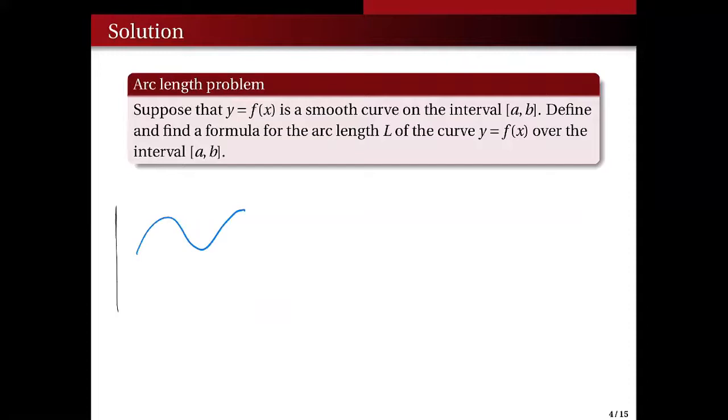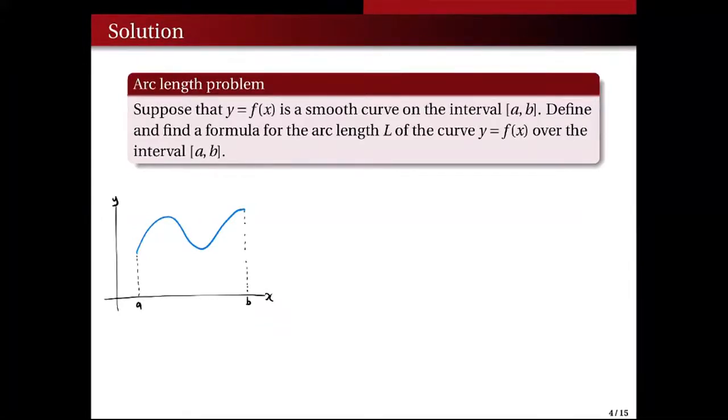So you have the x coordinates, the y coordinates, or the x-axis and the y-axis. Your A is somewhere here, your B is somewhere here. This point here is the point B comma f of B. And this point here is the point A comma f of A. And of course, like I said, this is your y equals f of x.